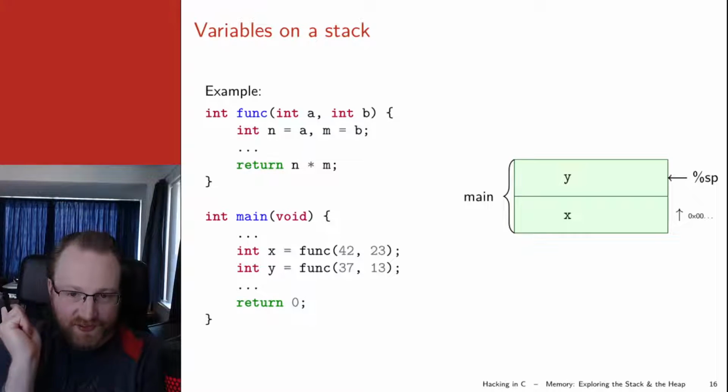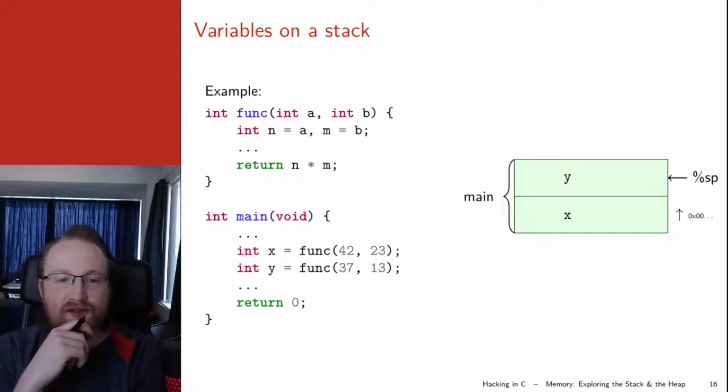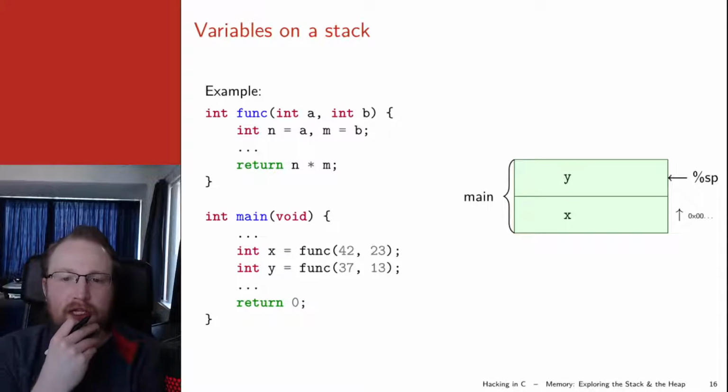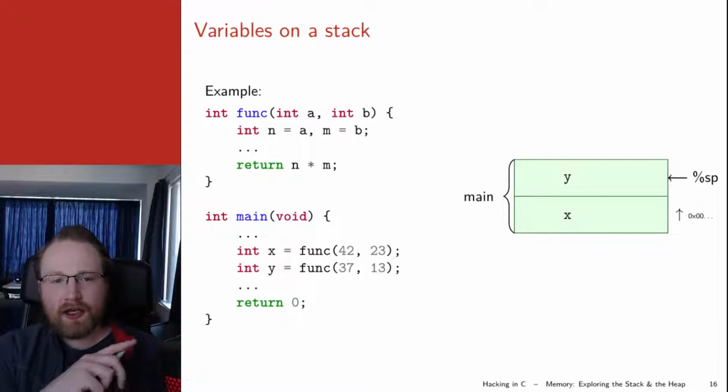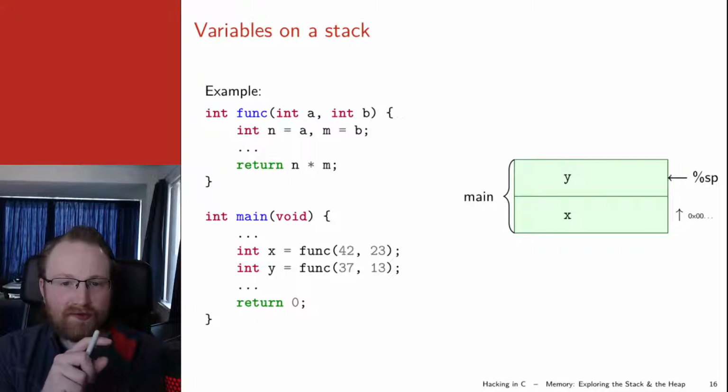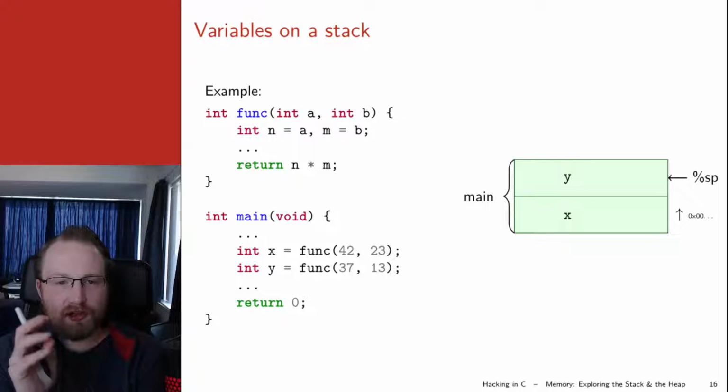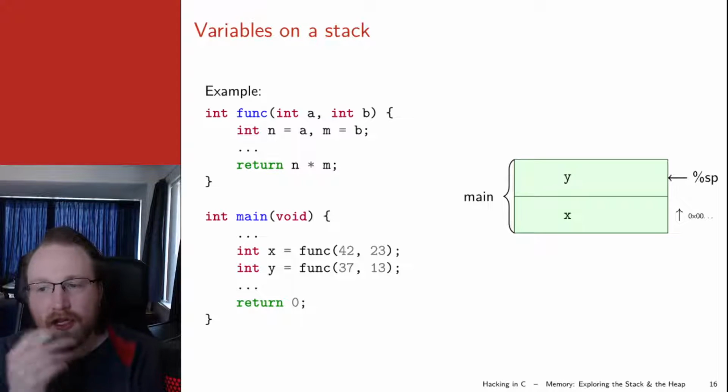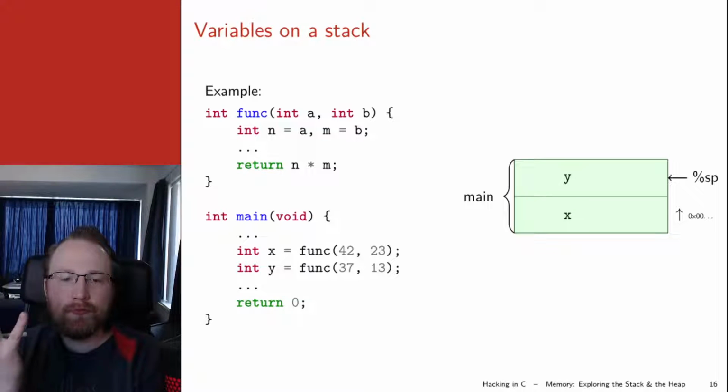So on the right you see a stack. On the left you see a pretty bare bones example. So main has 2 local variables, integers, and func has 2 local variables n and m, which are set to the values of a and b, which are passed by value. So what happens when main calls func the first time?